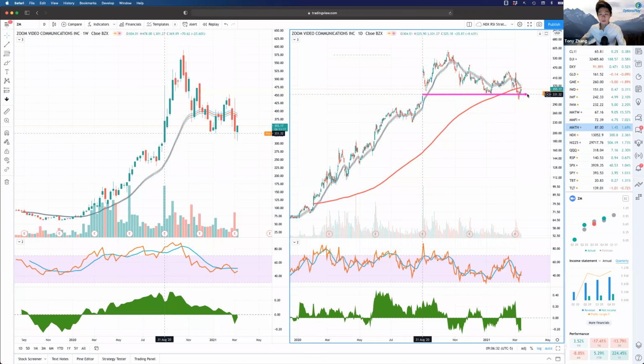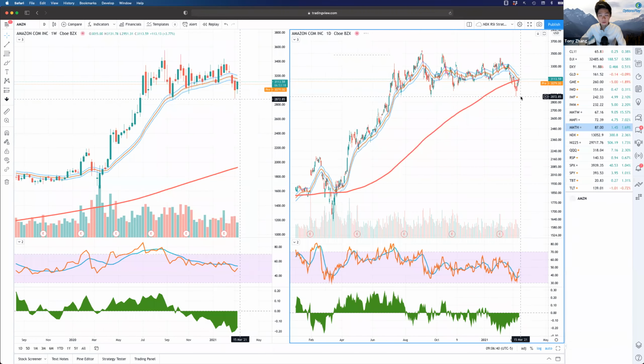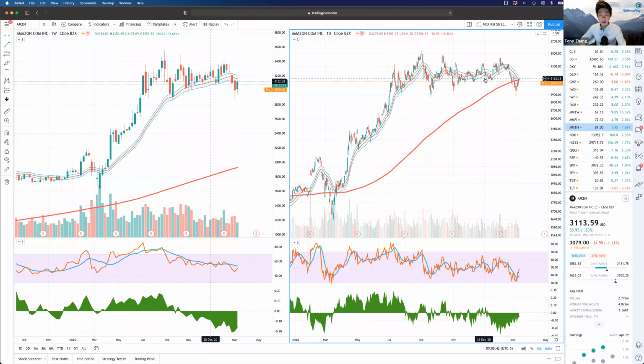That is the risk that I see here for Zoom and why I think there could be some downside for a name like Zoom. Next is Amazon. Amazon, very similar to that. This is Amazon's absolute chart, right? As you can see, really just moving sideways here over the past 6 months or so.